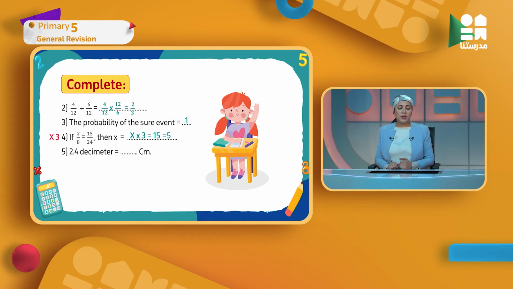2.5 decimeter equals how many centimeters? The units of measuring lesson. From decimeter to centimeter, it's from big to small, so here I will multiply. From decimeter to centimeter, times what? Times 10. Then 2.5 times 10, I will move the decimal point one place to the right, so it will be 24 centimeters.